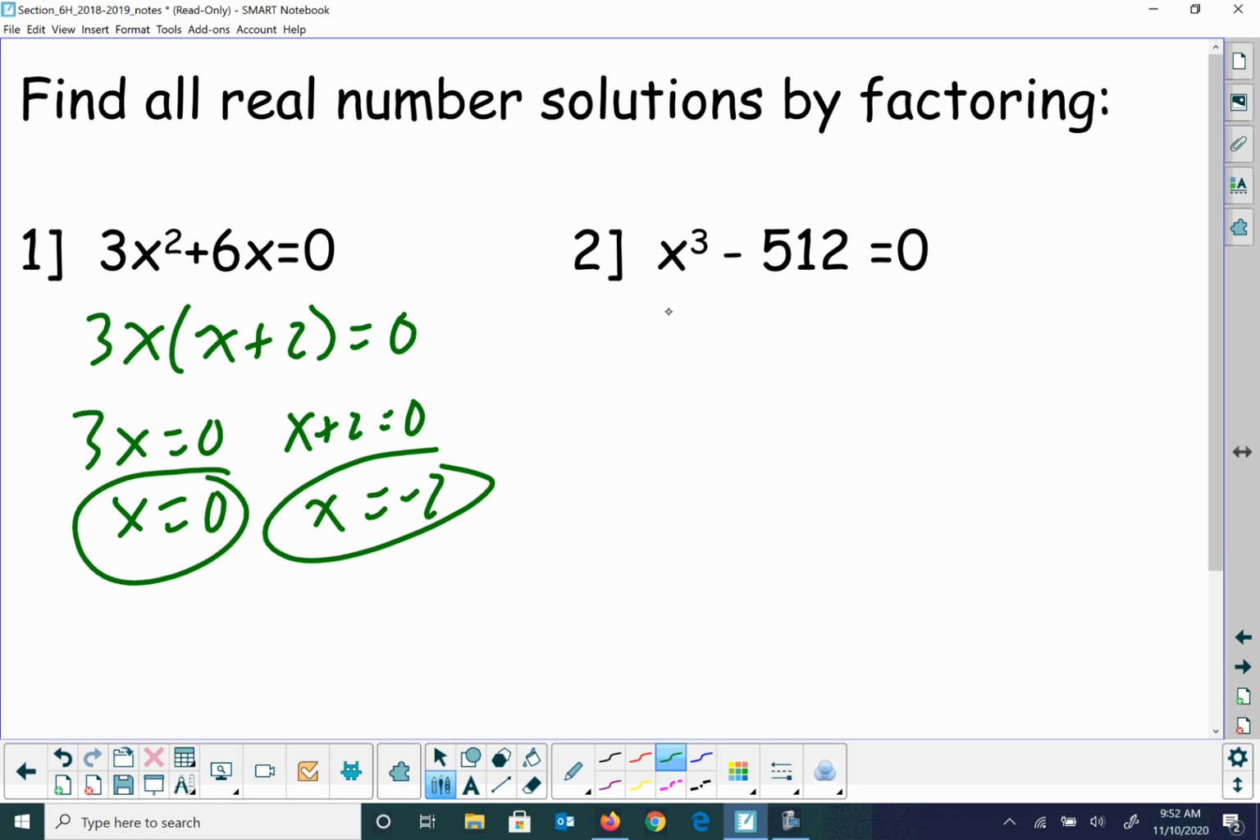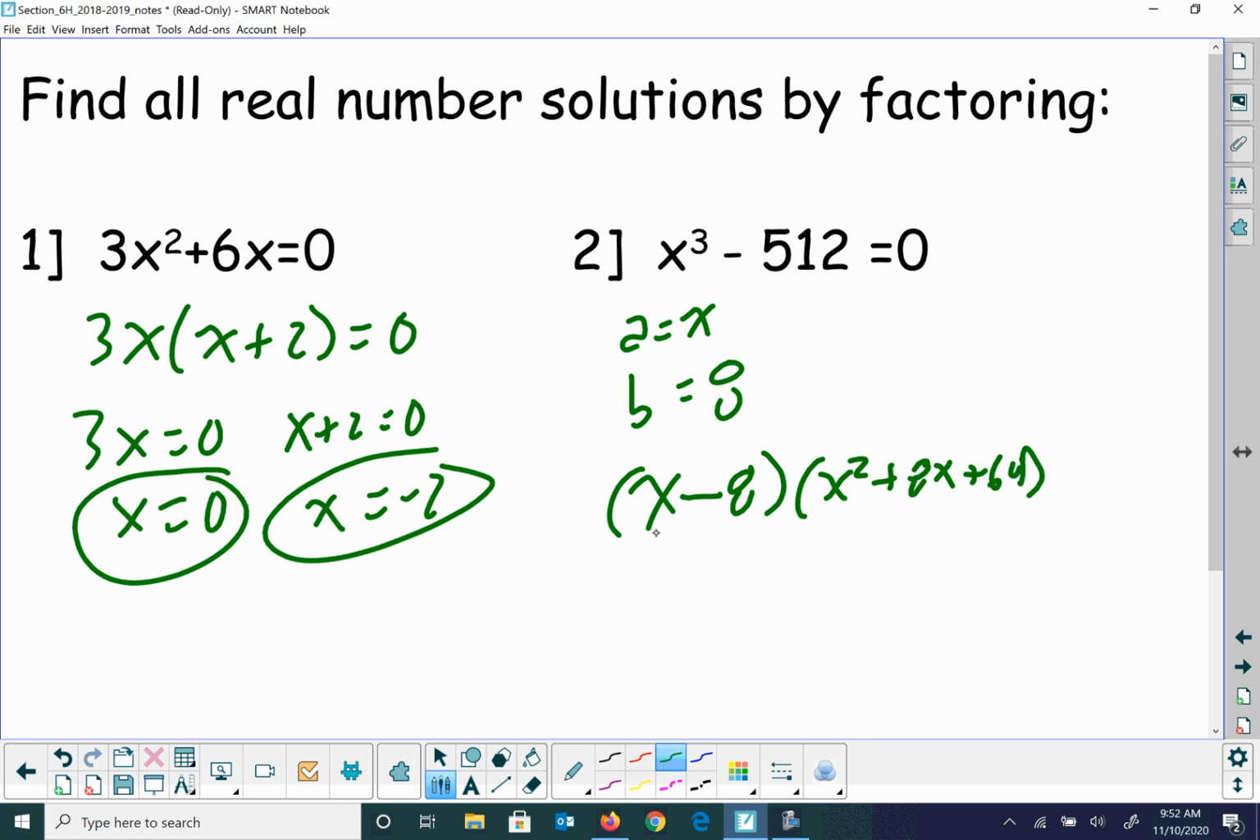On this one, that's the difference of two cubes. So I'm going to remember, I'm going to let my a value equal x, my b value equal, let's see, 512 is 6 times, what is 512? Sorry, my mind just drew a blank. That's 7 times 7 times 7. 8 times 8 times 8. It's 8. Sorry, I don't know where my mind went. Excuse me. So I have x minus 8. And then I get x squared plus 8x plus 64. Okay, so this is going to get me x is equal to 0.